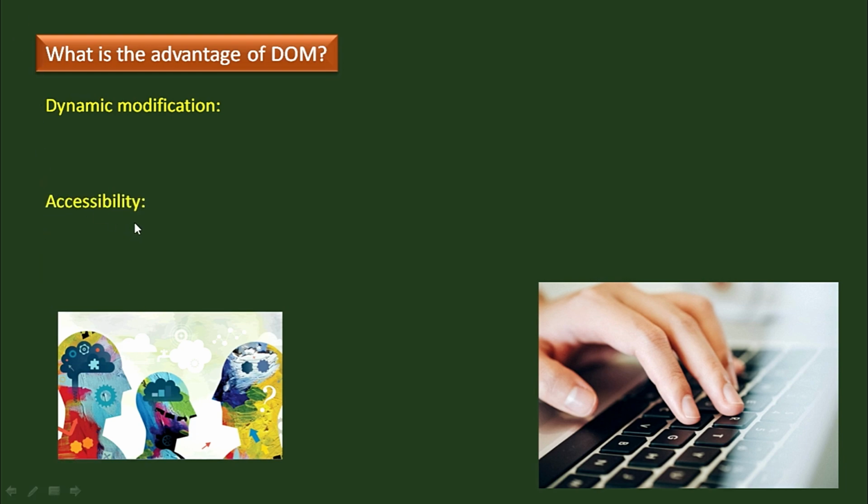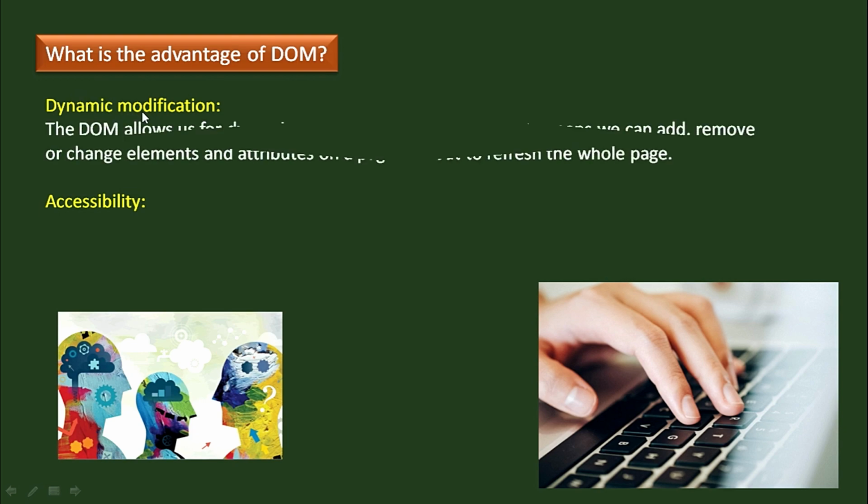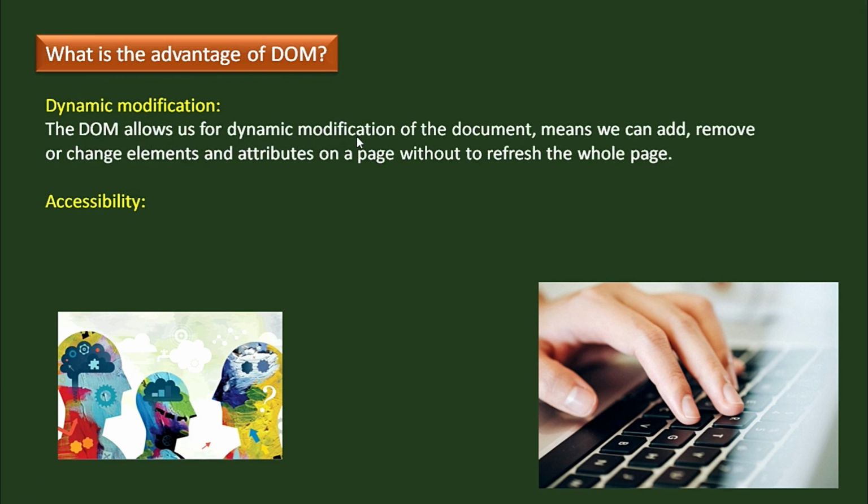Second is the accessibility. Okay, so now let's understand the dynamic modification. The DOM allows us for the dynamic modification of the documents. As developers are creating the DOM, they can make your applications dynamic applications, which means we can add, remove and change the elements and attributes on the page without refreshing the whole page. You can see there are some tables where we are going to add some data and then we remove some data. Okay, so like that the applications are very dynamic and this happens without refreshing the whole page.